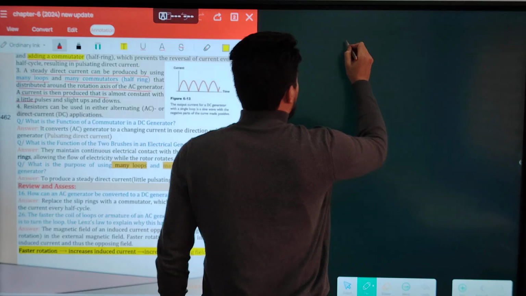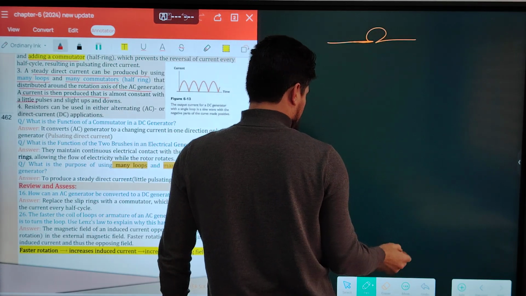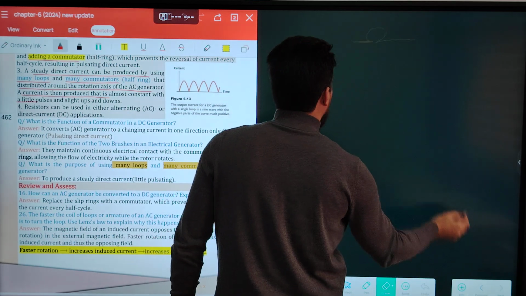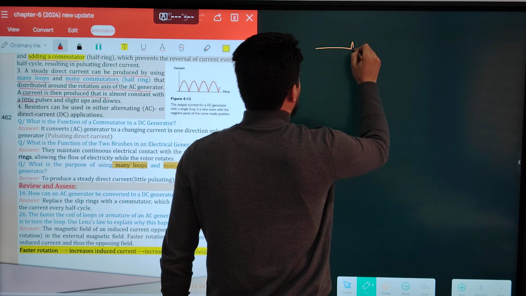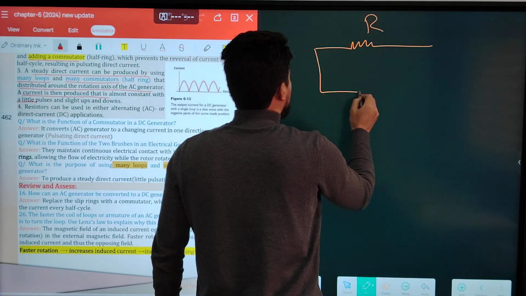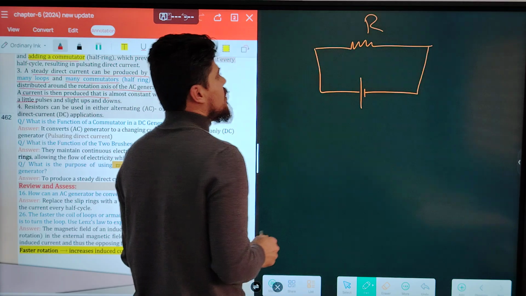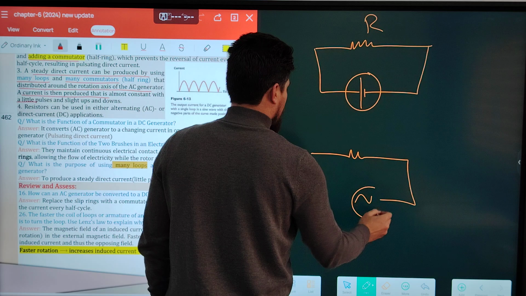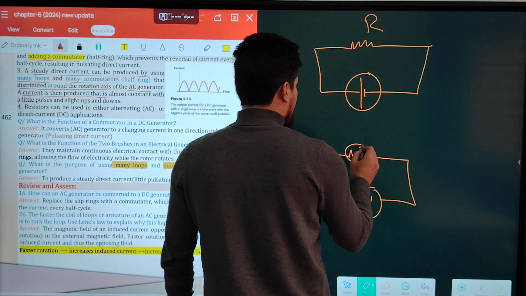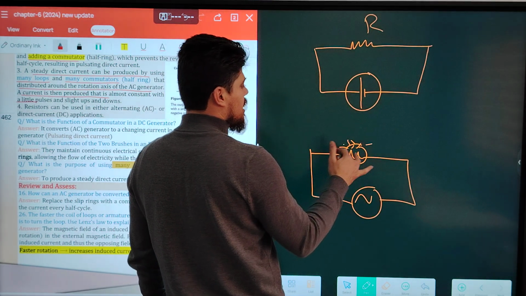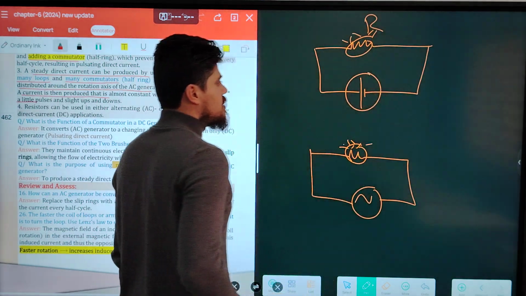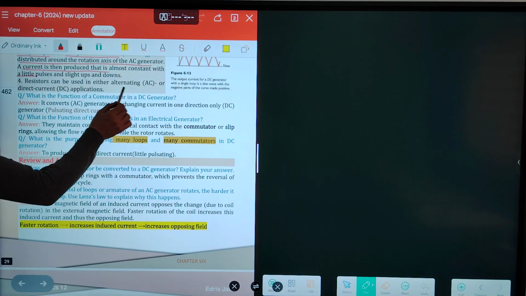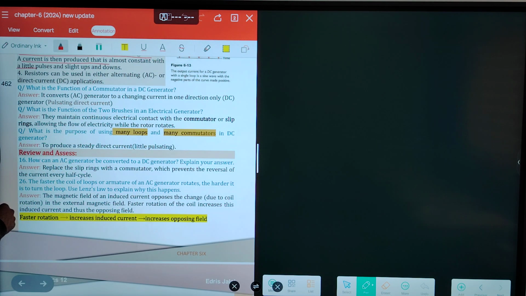When we say resistance, it means a light bulb, okay? This is resistance. This resistance can work with a DC source, a DC battery, or an AC battery. If you have a light bulb with both sources, the light bulb will glow, DC or AC. Either alternating or DC. What is the function of a commutator in a DC generator?